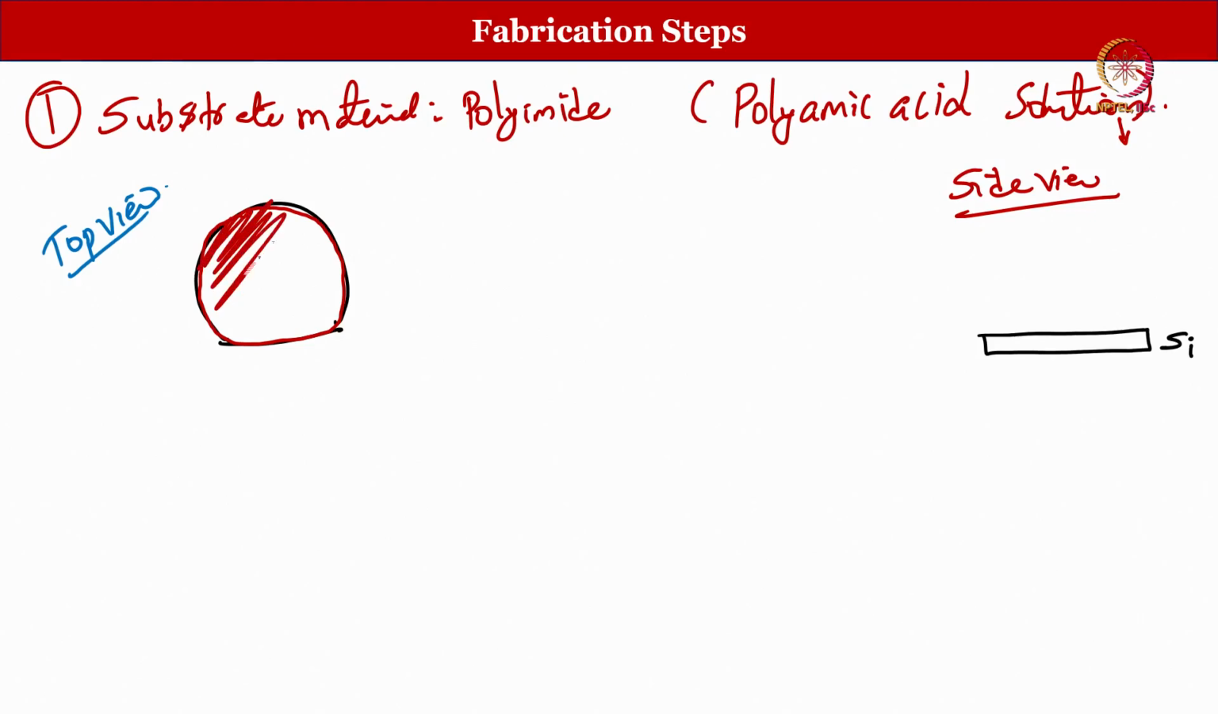So, here it is entirely polyamic acid, polyimide film. Now it is solid. Now, why is a silicon wafer required? Best question, right? Why? Have you thought about it?